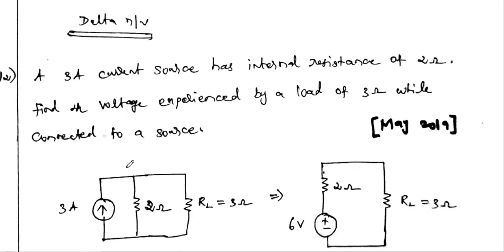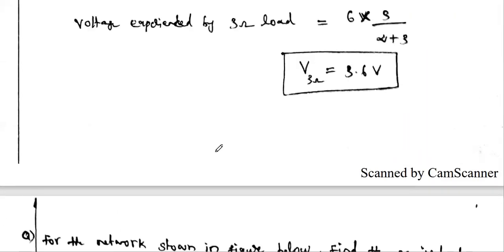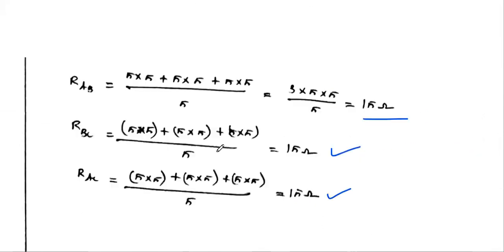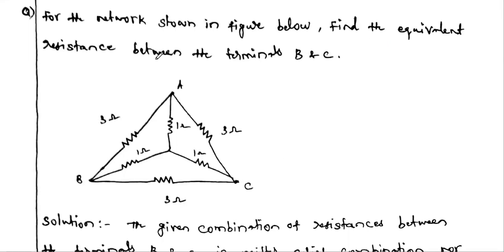Okay, so these are some of the important 2-mark questions related to star to delta and delta to star conversion. In the next video, we are going to solve some 5-mark and 8-mark problems. So you see this circuit. In this network, we may use 2-3 steps, so that's why we can solve this problem in the next video.